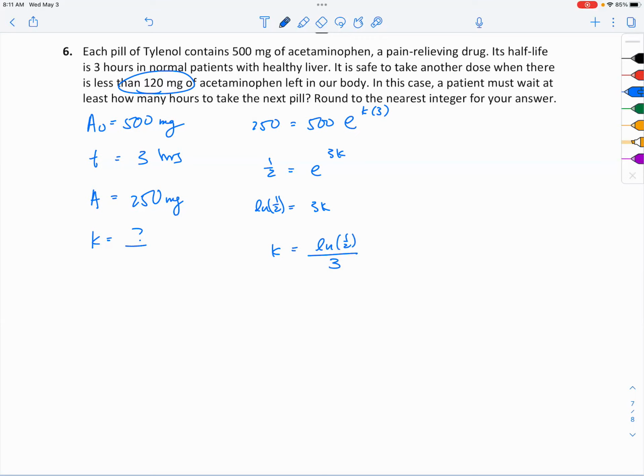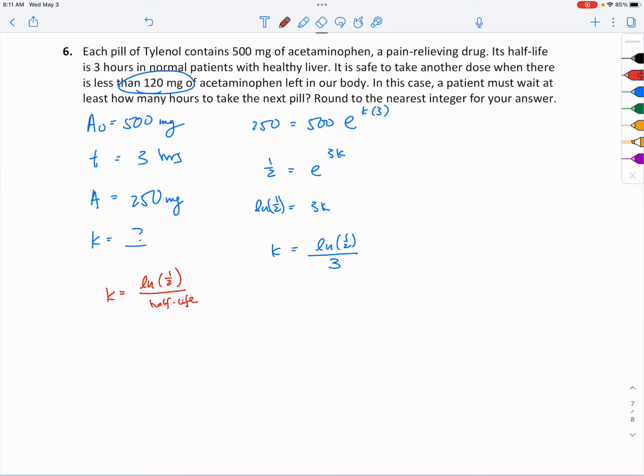Okay. Now, this is the last question on the page. Yeah. So let me go ahead and give you a little tip. The tip is this: if you ever want to find out the K value, there's a little shortcut. It's always natural log of 1/2 over the half-life. Okay, that's how you find the K value.